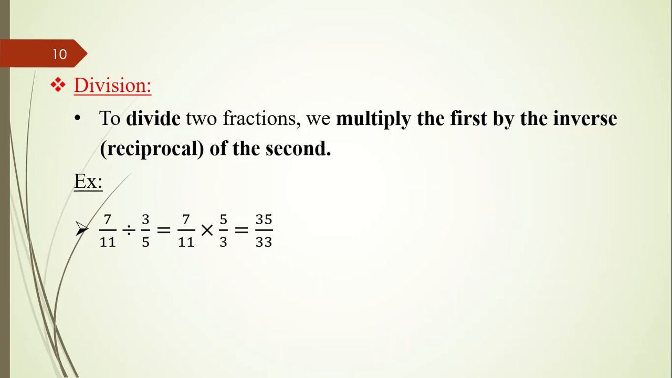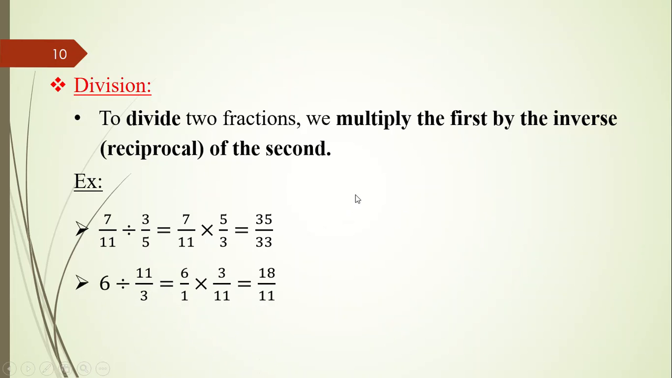Example, 7 over 11 divided by 3 over 5. The first step is to write multiply instead of divide, and we should inverse the second fraction, which means that if 3 is in the numerator, we write it in the denominator, and 5 is in the denominator, we write it in the numerator. Okay, so it's 7 over 11 multiplied by 5 over 3. Now we multiply 7 by 5, it's 35, and 11 by 3, it's 33.